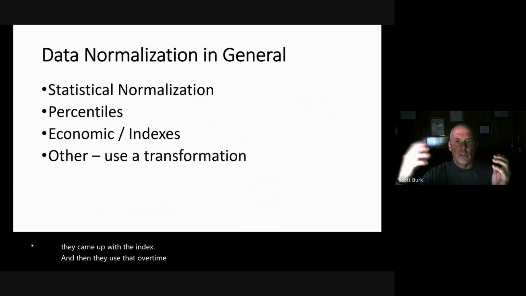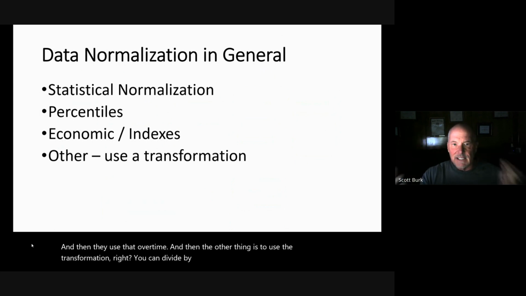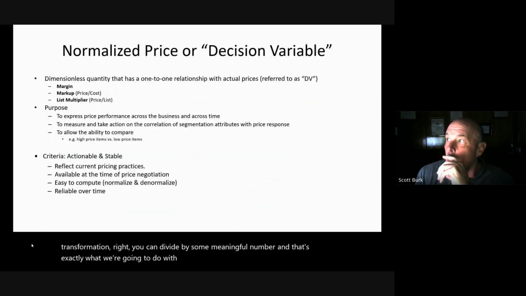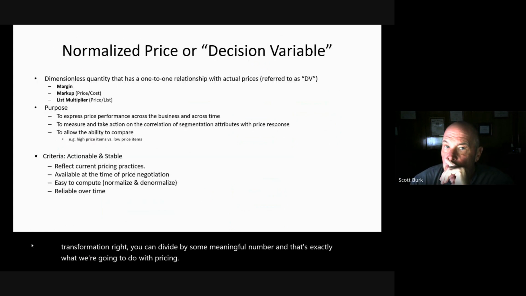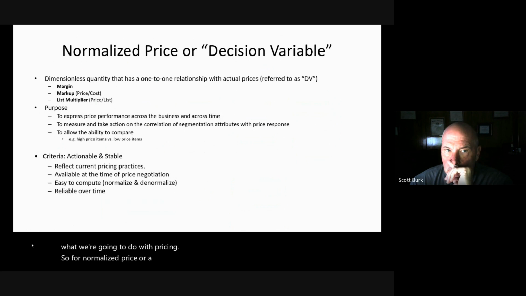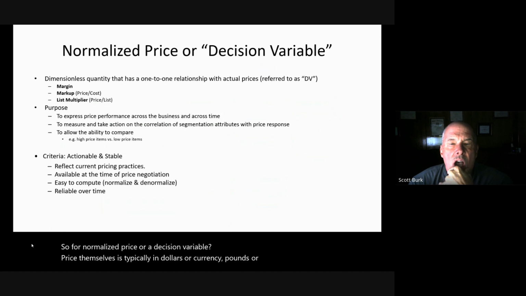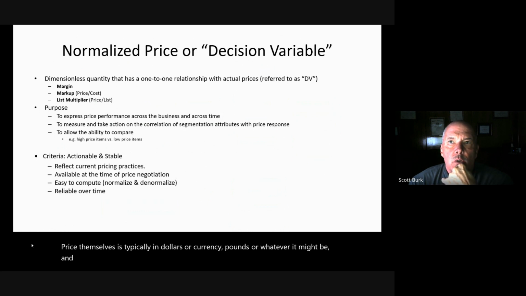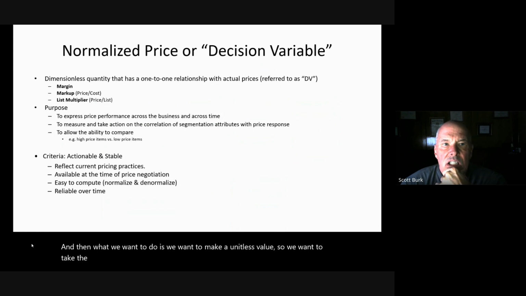And then the other thing is to use a transformation, right? You can divide by some meaningful number, and that's exactly what we're going to do with pricing. So for a normalized price or a decision variable, price itself is typically in dollars or currency, pounds or whatever it might be. And then what we want to do is make a unitless value. So we want to take the currency metric out of it.